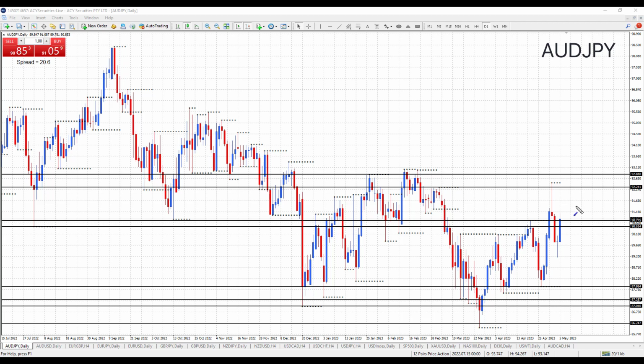I'm on the Aussie Yen daily chart, got my monthly, weekly, daily support and resistance levels all drawn in. They're referenced in the description below. I'll just discuss the ones closest to price action.